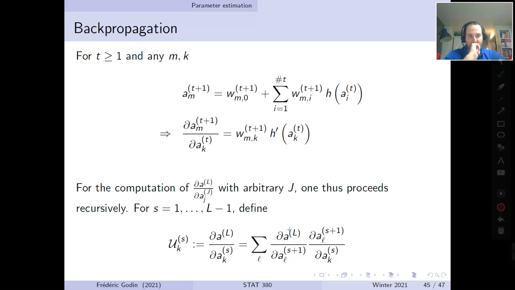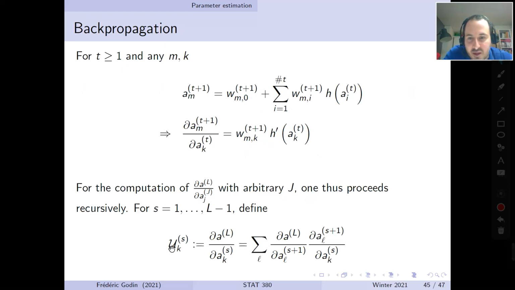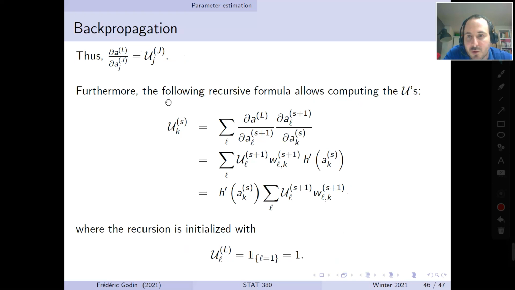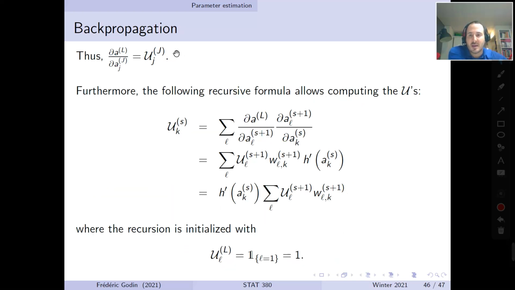But let's try to represent the following rule. First we notice that the quantity we were seeking at first is the derivative of the last activation with respect to A_j^J, any activation of the capital Jth layer, and based on the previous definition here, this is exactly equal to u_j^J. Okay, so if we replace k by small j and s by capital J, then this is exactly the quantity we were seeking. So basically what we're seeking is u_j^J.